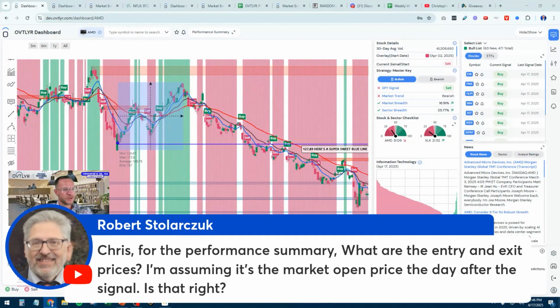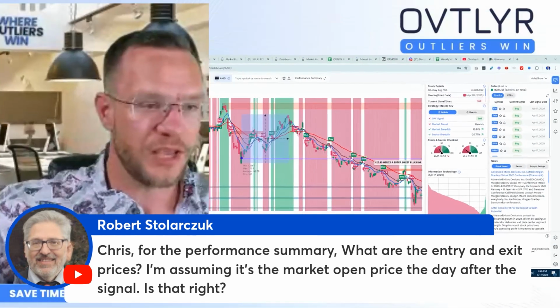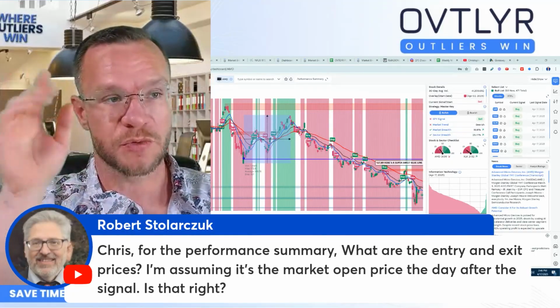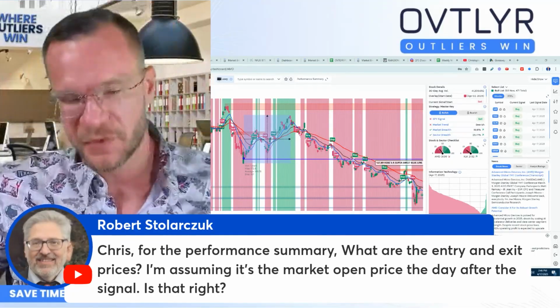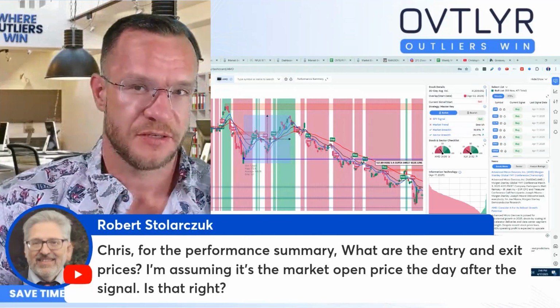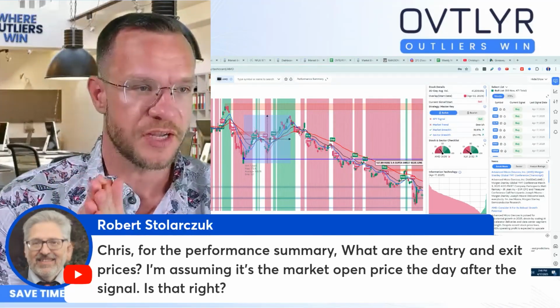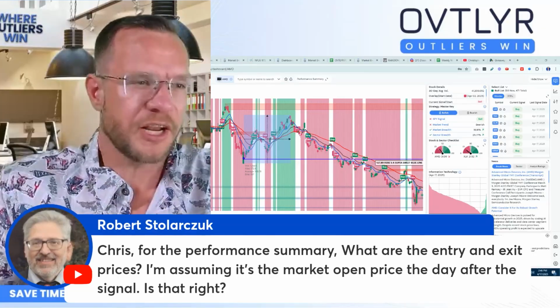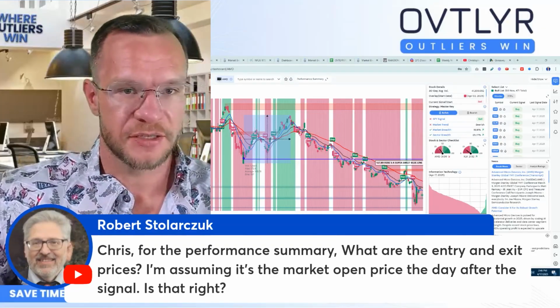Robert asks, Chris, for the performance summary, what are the entry and exit prices? I'm assuming it's market open price the day after. Excellent question. This is one that we had an internal debate over. And a lot of backtesters will do exactly that. They'll say, okay, let's say today's Thursday. The entry price is the close of Thursday, which you're obviously never going to get.